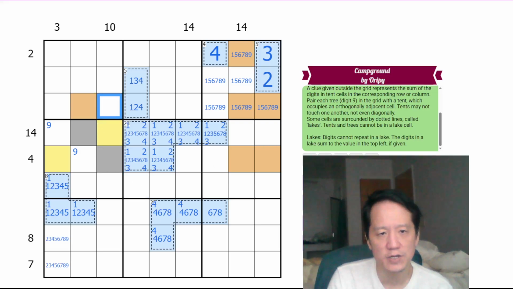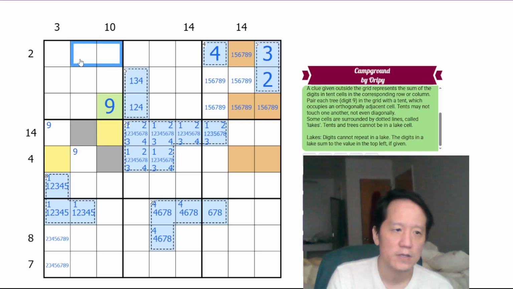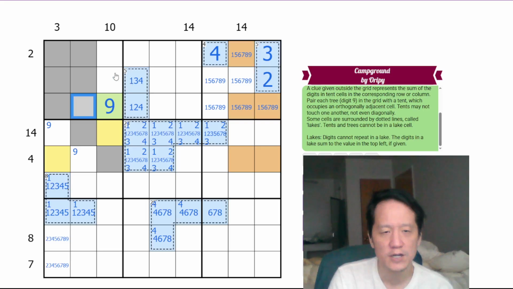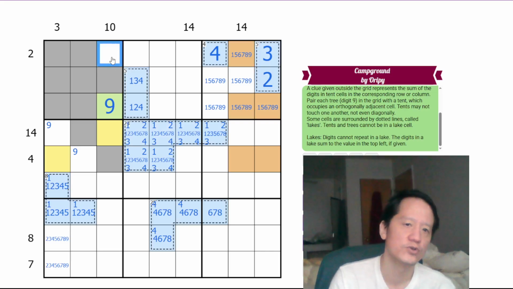This then has to be a 9. So this is a tree, which means none of these. This is connected to here. There's no other... These cannot connect to a tree, so none of them can be tents, and they can't be trees. This one, if it were connected to a 9, the problem is this is already connected to that 9. So this cannot be a tree or a 9. This cannot be a tree or a 9. This can't connect to any 9 possible, so this is not a tree. This could be. We're not sure.